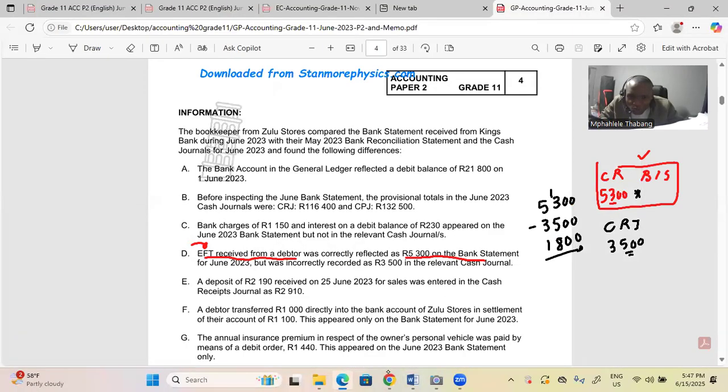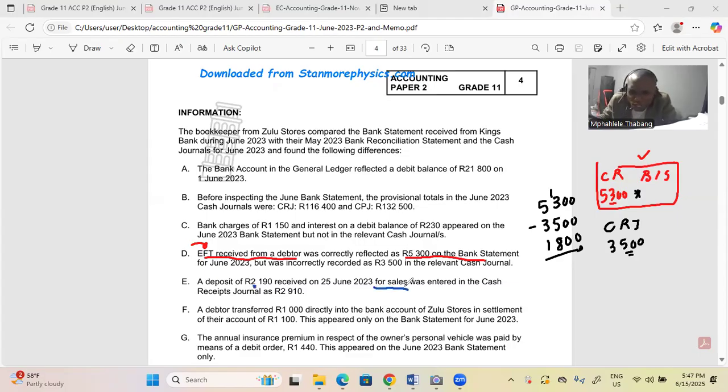Okay. Let's go to E. A deposit of 2,190 received on 25 June 2023 for sales was entered in the cash receipt journal as 2,910. These guys, they keep making mistakes here. Bookkeeper, you will need to minimize your mistakes, because you, bookkeeper, we received 2,190. Why did the business receive 2,190? Because they sold goods.